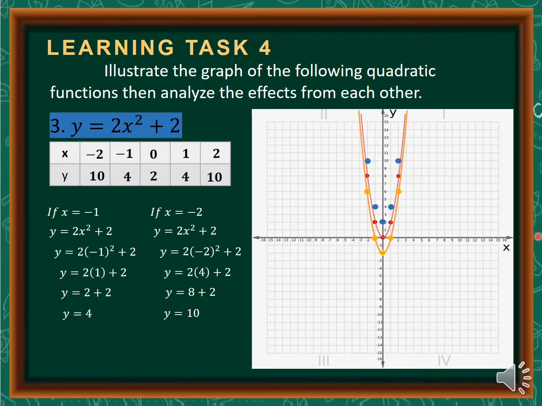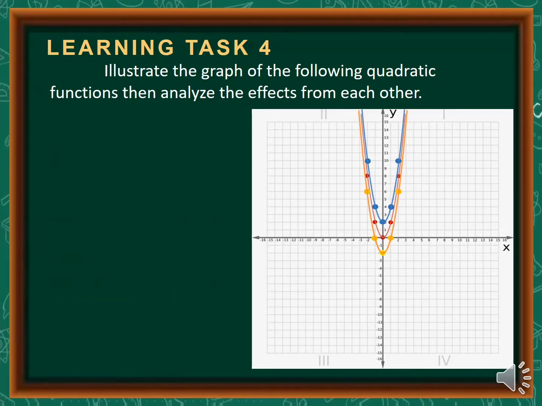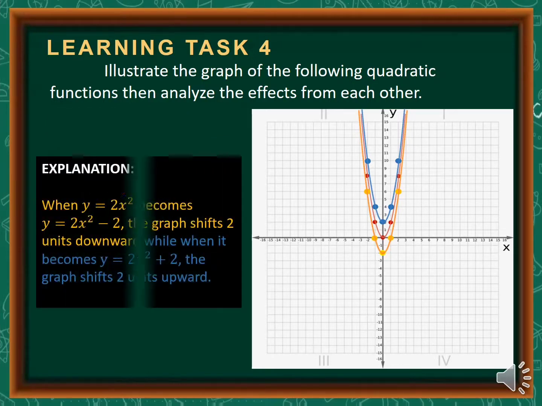So, let us connect the points to form the parabola. Let us form a smooth curve. That is the look of our graph of y is equal to 2x squared plus 2. Did you understand? Alright, so let us begin analyzing the effect of including the positive 2, changing the value of k. Changing the value of k to positive 2, what happened?